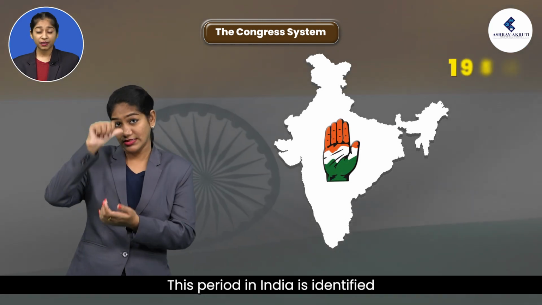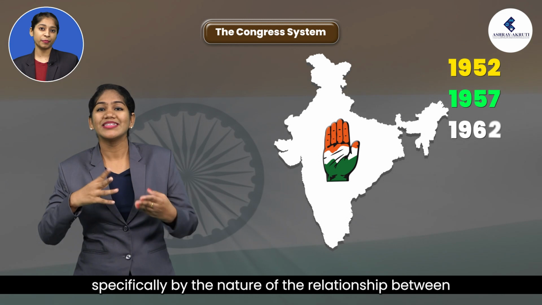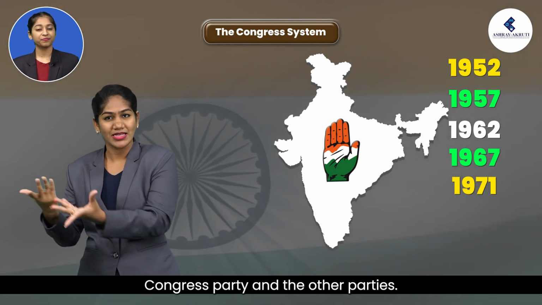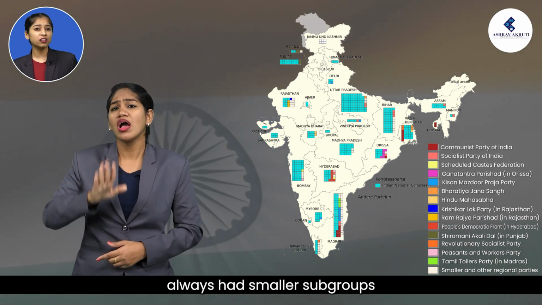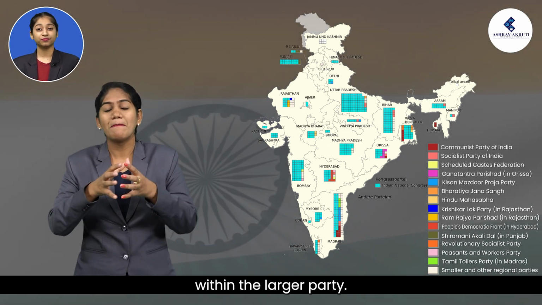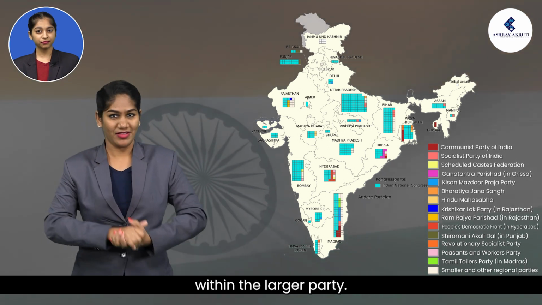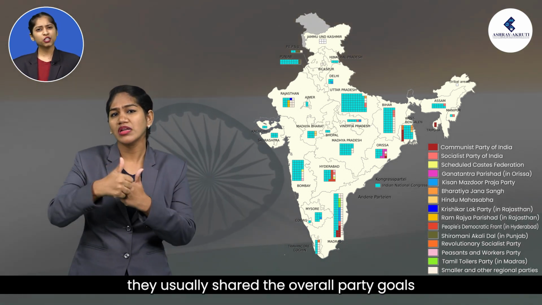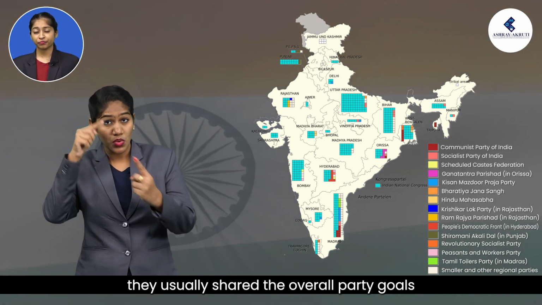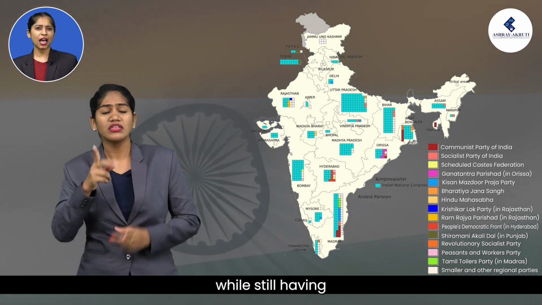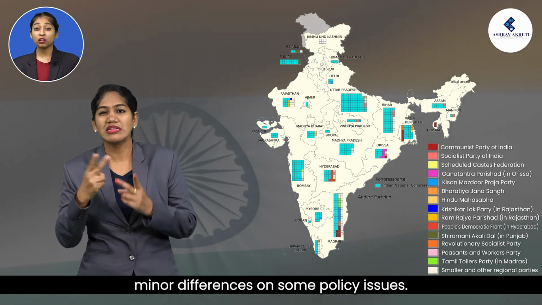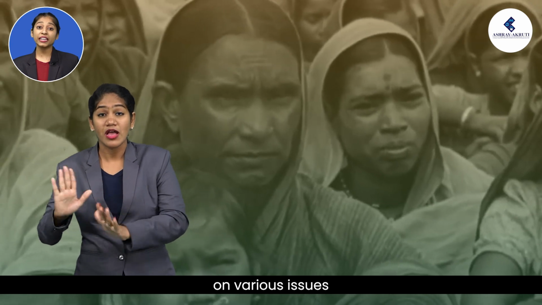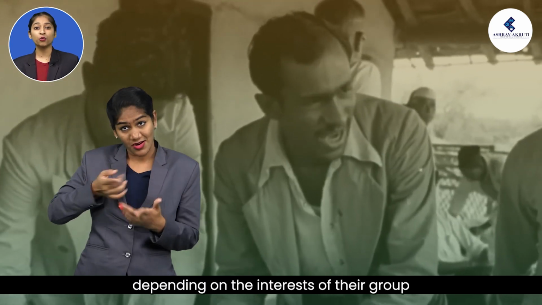This period in India is identified specifically by the nature of the relationship between the dominant Congress party and the other parties. However, Congress always had smaller subgroups within the larger party. While these groups came about due to personal competition between leaders, they usually shared the overall party goals, while still having minor differences on some policy issues. These groups took different positions on various issues depending on the interest of their group members.